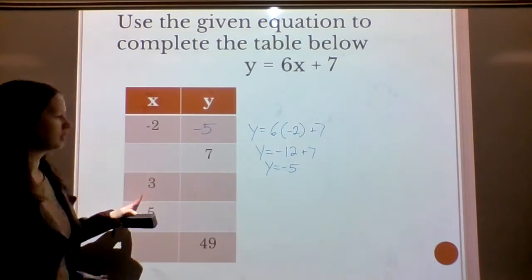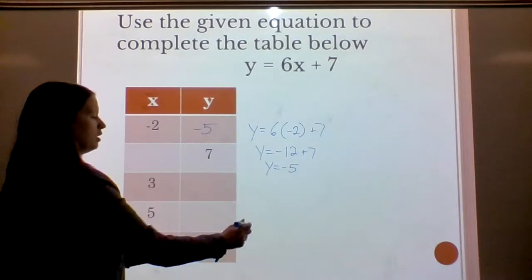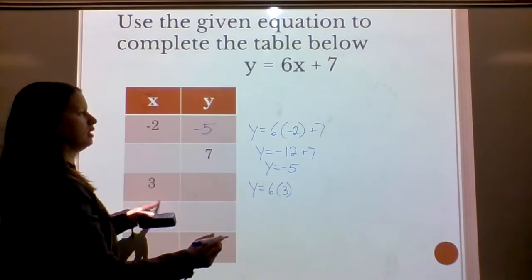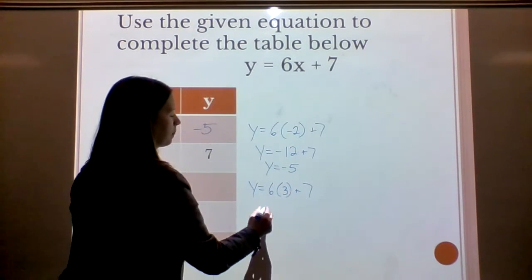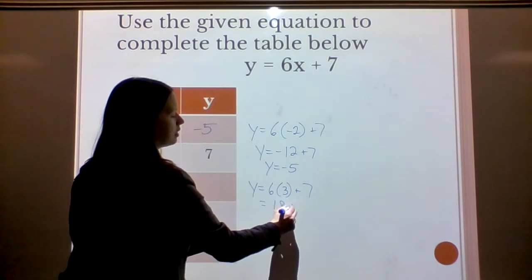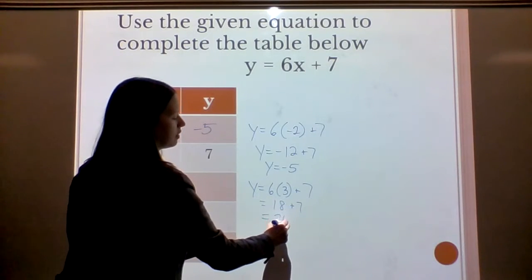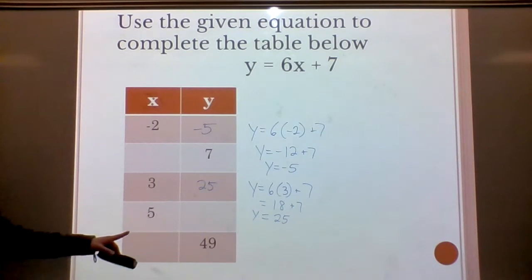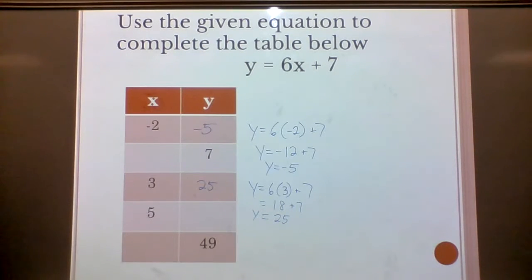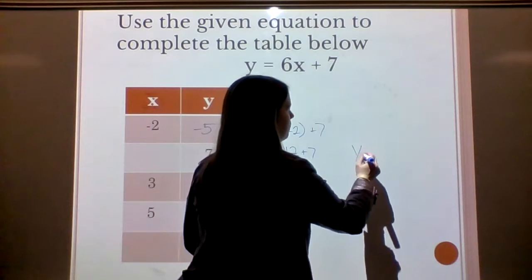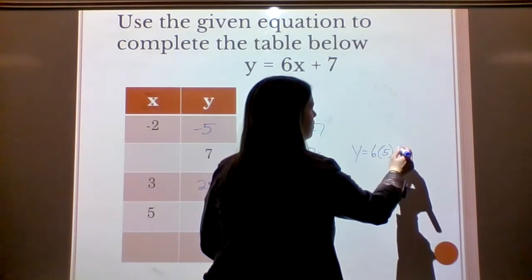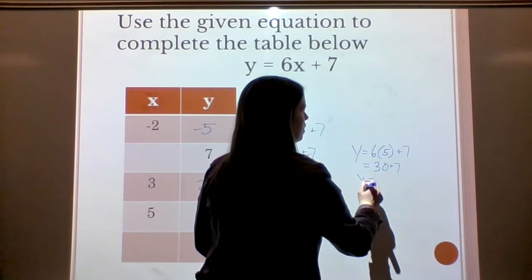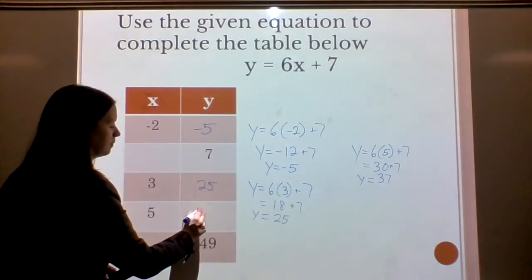Let's go down and do another one of these x values while we're at it. Y equals 6, now it's 3 that we're multiplying, plus 7. 6 times 3 is 18. 18 plus 7, y equals 25. The last x value is 5, so y equals 6 times 5 plus 7, which is 30 plus 7, so y equals 37.